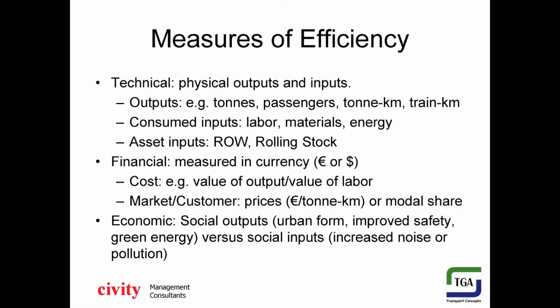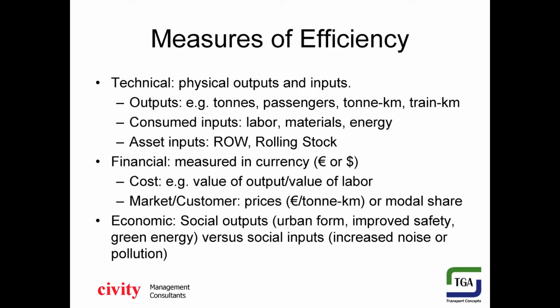There are a lot of measures of efficiency. The ones that we tend to think of, and we've thought of in the past, are what I would call technical measures. That is where you're comparing physical outputs and inputs, with outputs such as tons or passenger kilometers, ton kilometers, gross ton kilometers, train kilometers. Those are things that you can measure. There are consumed inputs like labor, materials, and energy, and then there are asset inputs: right-of-way, locomotives, rolling stock, buildings, all of those things. They're different categories. Now, that's technical. Those are the ones we have tended to think about, but those aren't all.